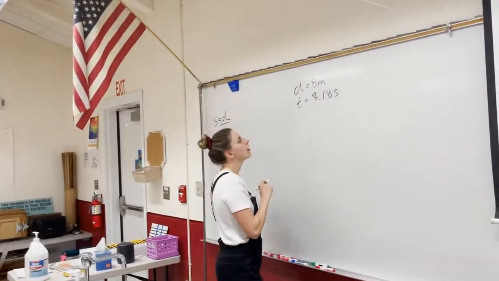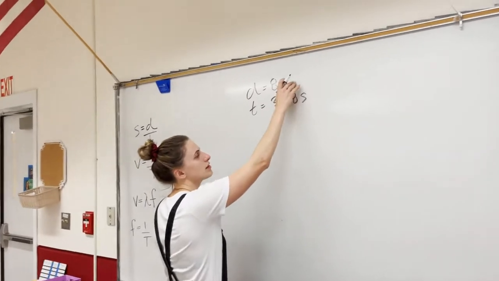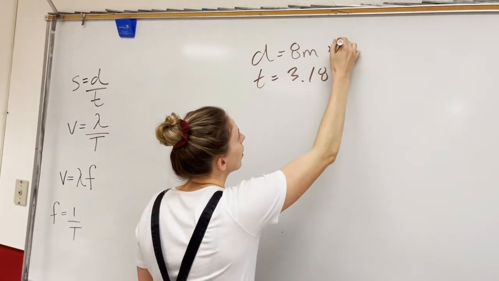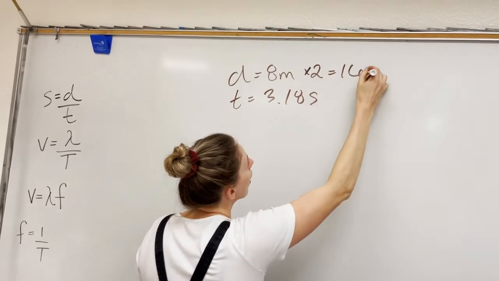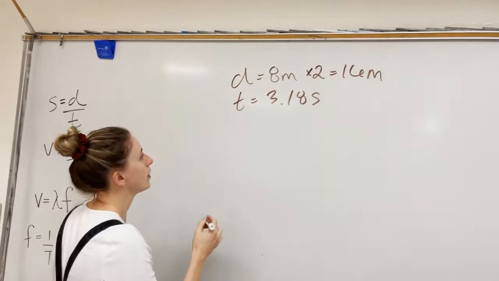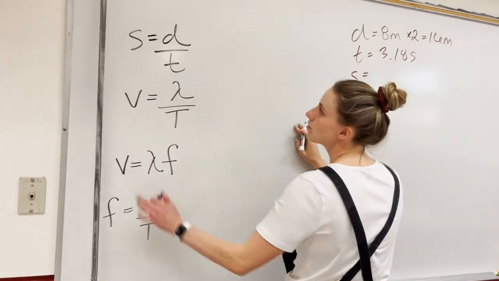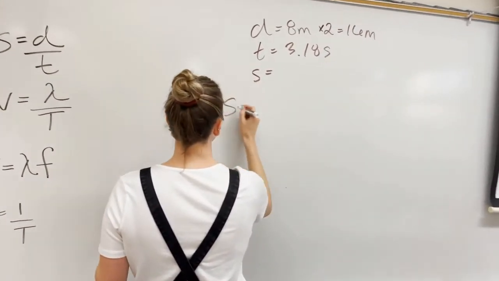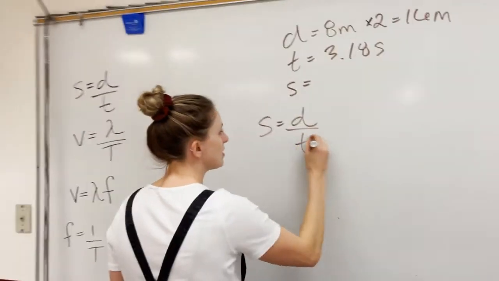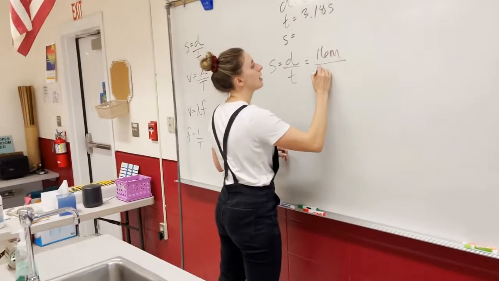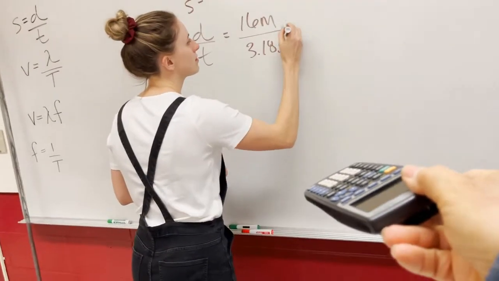That's like an echo, isn't it? So it's going to be 16 meters total. It's times 2 because it has to go down and then come back. We're trying to find the speed here. Which equation are we going to use? Let's use this one right here. So speed equals d over t, where the distance is 16 meters and the time is 3.18 seconds.